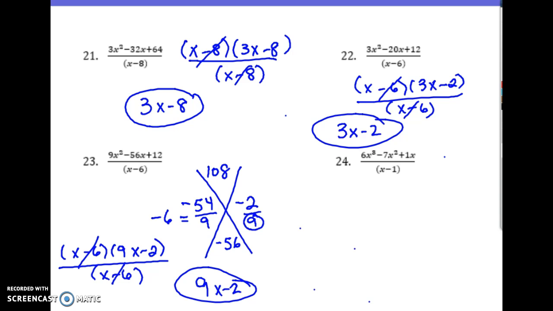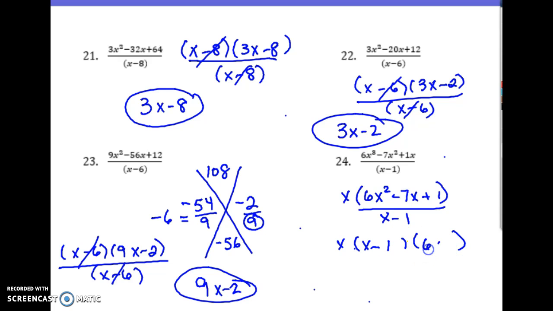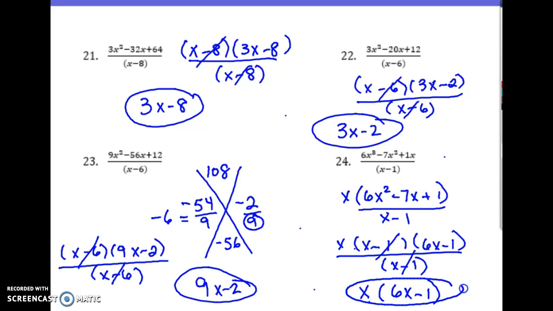And then the final one, if we factor the numerator, we're actually going to factor out an x first. So we get x times 6x squared minus 7x plus 1 divided by x minus 1. Now I factor the trinomial, and I get x times x minus 1 times 6x minus 1, and then I divide by x minus 1. And the x minus 1's cancel out, with my final answer being x times 6x minus 1. Okay?